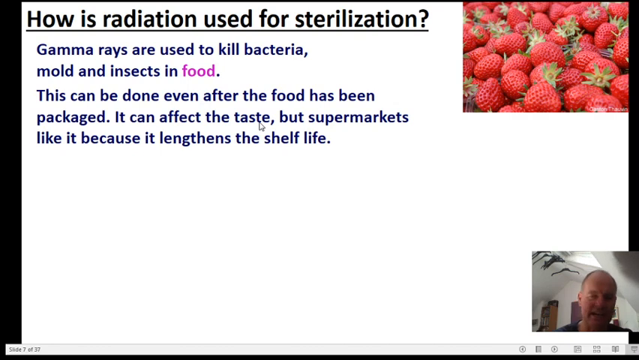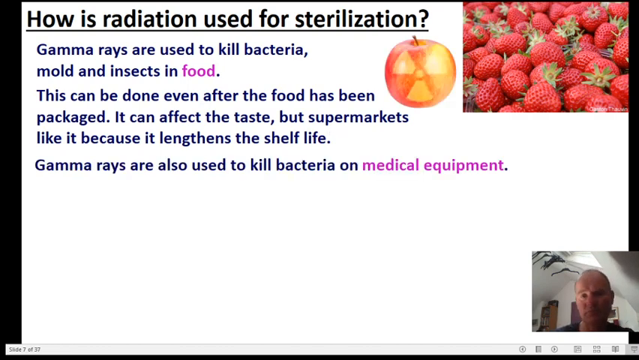It may affect the taste of the fruit, some people claim, but obviously supermarkets like that because it lengthens the shelf life. They don't go off, so there's less wastage and more profit for the supermarkets. Also, from a medical point of view, in physics, nuclear physics has great applications to medicine, but it can also be used to sterilise medical equipment. Obviously, if you're undergoing surgery or someone's performing surgery, you want sterile equipment to keep the patient safe.